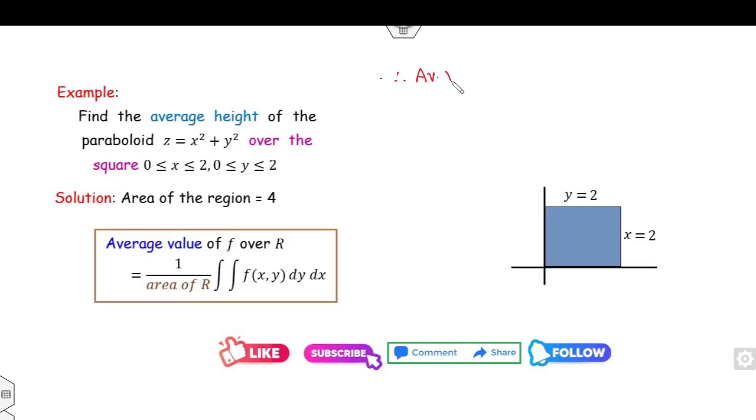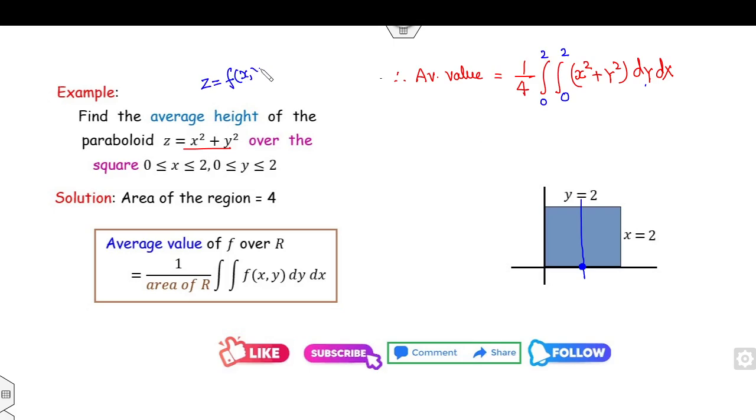Therefore, what is the average value? Average value is 1 over area, double integration of f. f is x square plus y square into dy dx. Now take the step. The value of y at this point is 0, and the value at this point is 2, the lower and upper limits of this. Make sure z is a function of x and y. Now can you integrate them? 1 over 4, integration with respect to y, keeping x constant, so x square y plus y cube over 3 from 0 to 2.